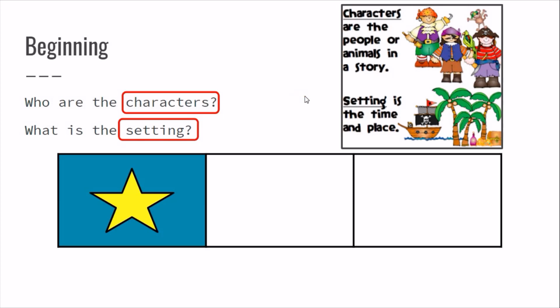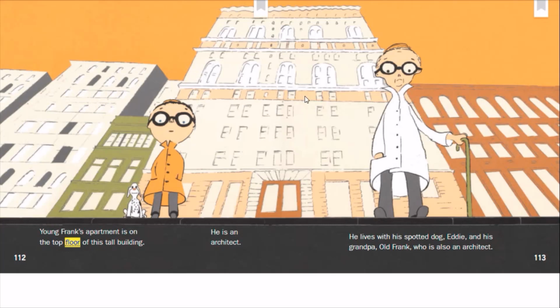So let's go back to the beginning of the story again and see if we can answer these two questions. Who are the characters and what is the setting? Young Frank's apartment is on the top floor of this tall building. He is an architect. I think I know one character already. And the setting, he lives with his spotted dog Eddie and his grandpa, Old Frank, who is also an architect. So just by looking at this picture, I can see there's Old Frank, Young Frank, Eddie the dog, and they live in this apartment building.